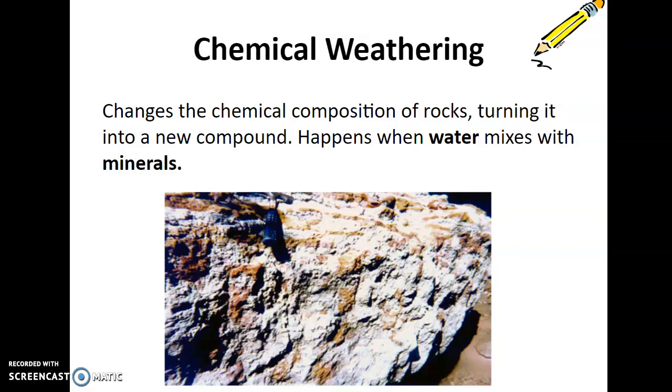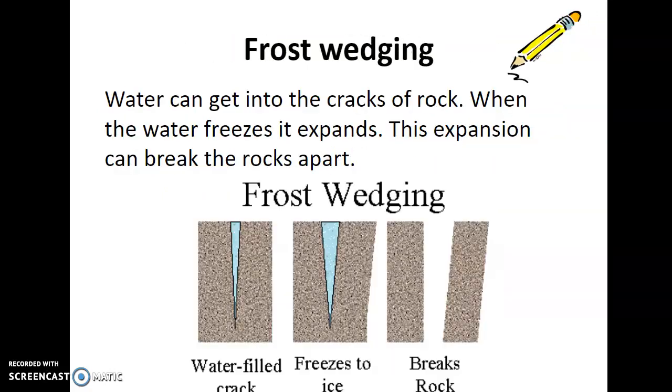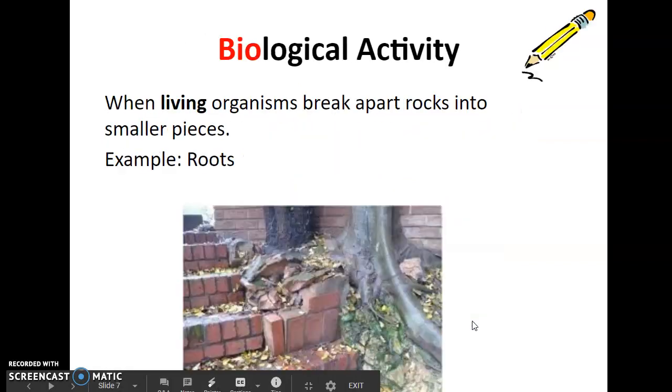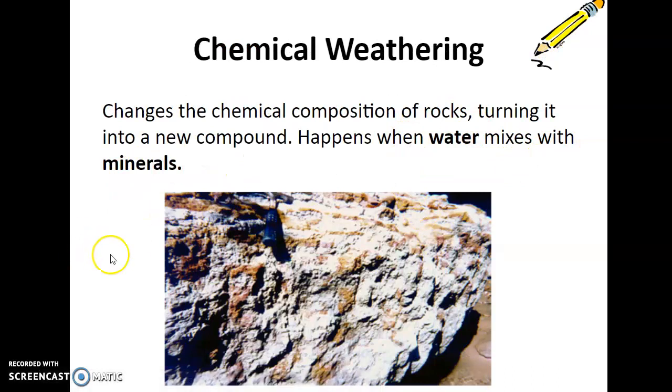When water mixes with minerals, it's really easy to get this confused with physical or mechanical weathering because water is involved in frost wedging. But in frost wedging, the water doesn't mix with any minerals. It just simply fills into a crack, expands, and breaks the rock. But in this example, water mixes with the minerals and turns it into a whole new chemical composition. So make sure that you're reminding yourself of that when you're distinguishing chemical weathering and mechanical or physical weathering.